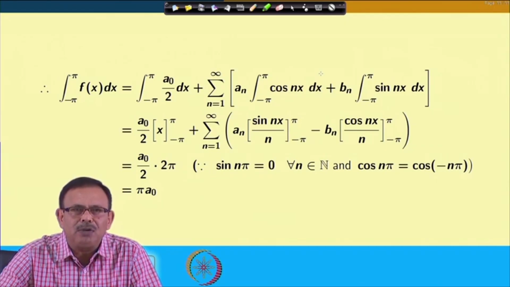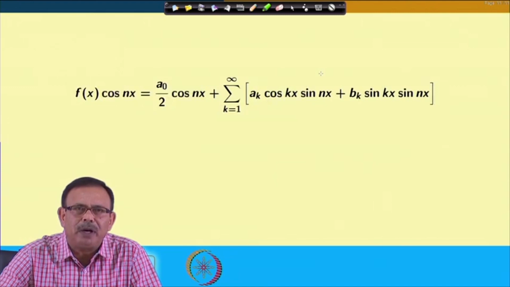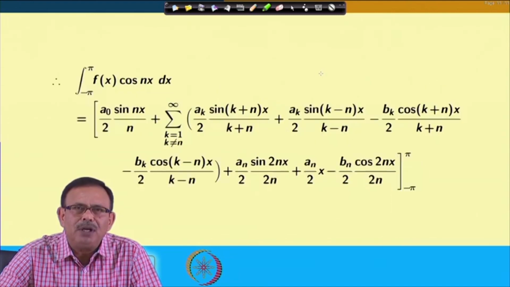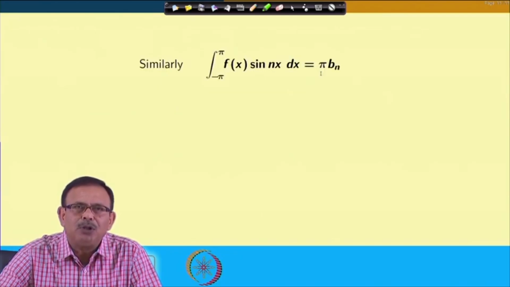So, the original equation, I will multiply by cos nx on both sides, and I will integrate from minus pi to pi. So, your f(x) is this one, and from here if I integrate, I am not showing this, the value you will obtain as pi into a_n. In the same fashion, the integral from minus pi to pi of f(x) sin nx dx, the value will be pi into b_n.